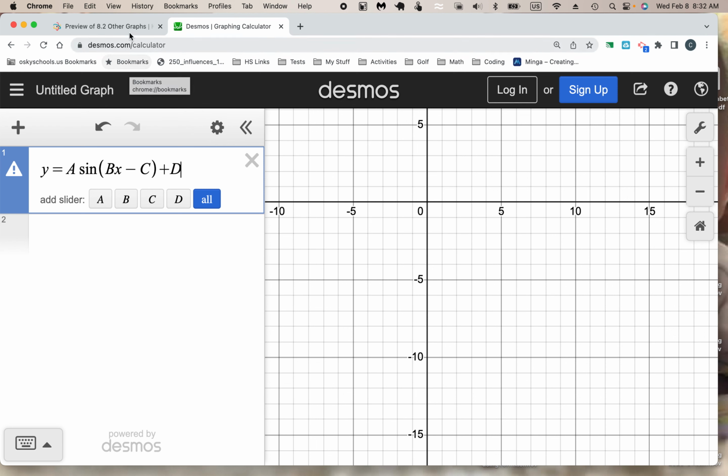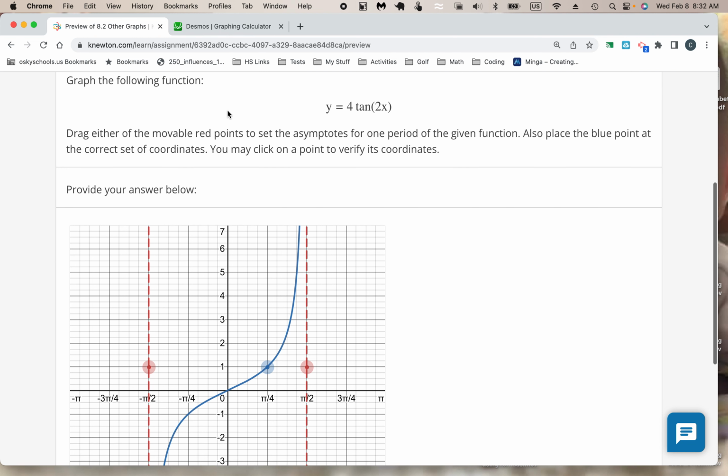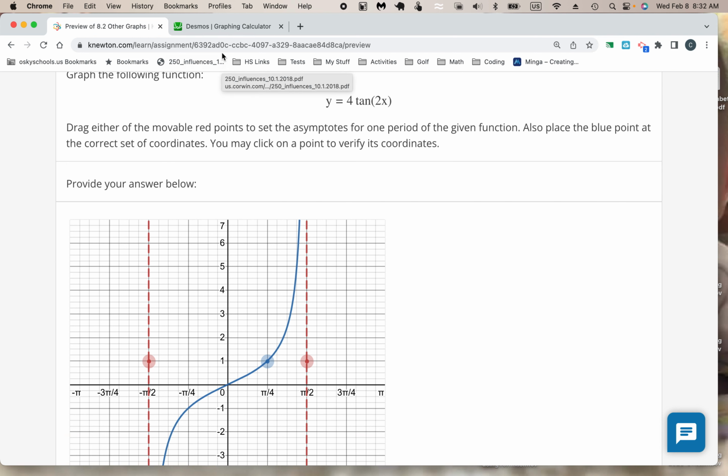So what we want to do is identify those pieces. We go back to this function, and we can see we have an amplitude of 4, and then we have a b value of 2. So the tangent function has a period of pi.